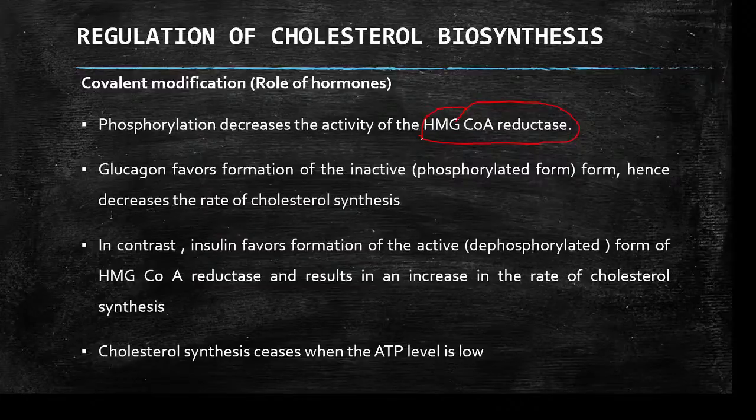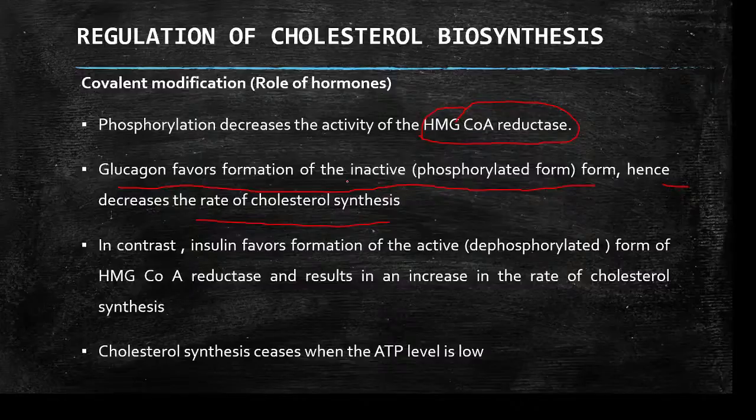When HMG-CoA reductase is phosphorylated, it will be inactivated. The phosphorylation decreases the activity of HMG-CoA reductase and reduces cholesterol biosynthesis. Dephosphorylation will activate the HMG-CoA reductase enzyme, so that will promote cholesterol biosynthesis. Glucagon favors formation of the inactive form, hence it decreases the rate of cholesterol synthesis.